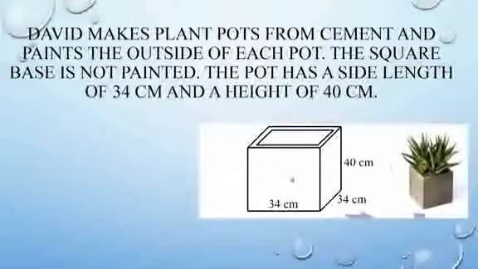So if you look at this particular pot, we will have 4 areas that are the same, or 4 faces that are the same. We have this face and its opposite, this one and its opposite, which becomes 4 faces. Their areas are the same because they are 34 centimeters multiplied by the height, which is what? 40 centimeters.